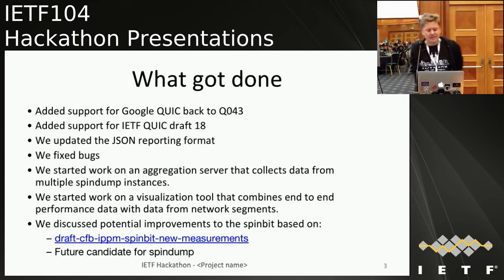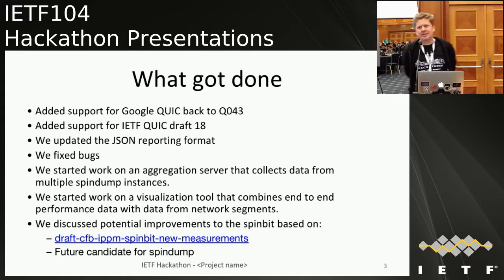So what did we get done this time? We added some more support for some more QUIC versions, like old Google QUIC versions and the new IETF draft 18 version. We updated some reporting formats, JSON-based, fixed a lot of bugs, and we've started to work on an aggregation server that takes data from multiple spin dump instances and collects them and provides some nice statistics. We're also working on a tool to visualize this, where we are combining measurements from different points in the network, and then we can show performance-related things from different segments of a network.